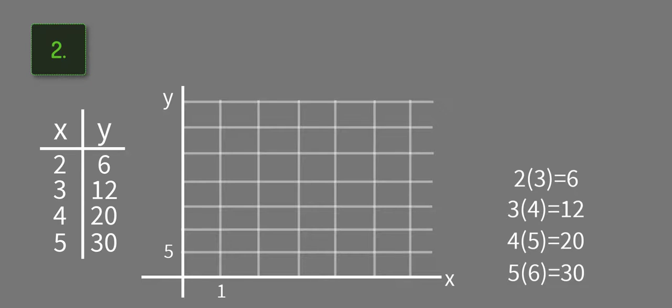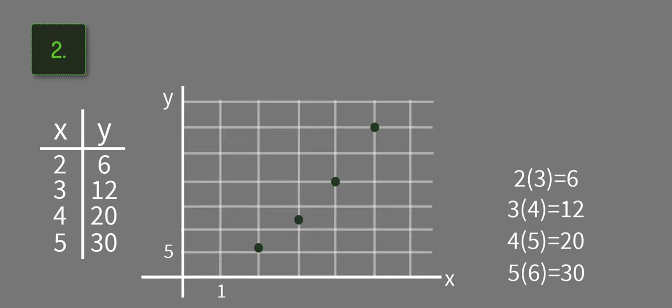2, 6 would be right about here. 3, 12 is going to be right about here. 4, 20 is going to be right about here. And then finally, 5, 30 is going to be right about here. Now it says graph the coordinate pairs on a coordinate plane, which we did, and describe the graph.